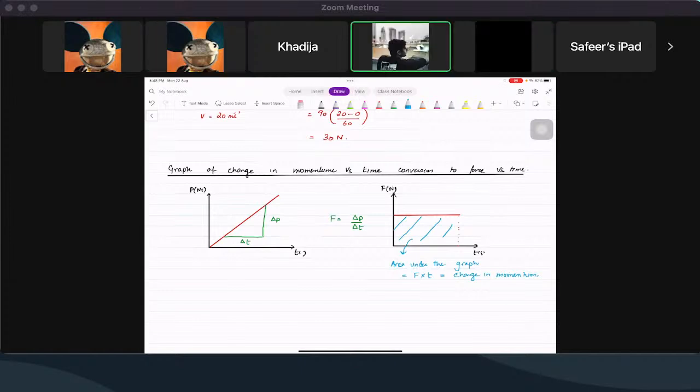So this red line is just the gradient we got for the first graph? Yes. And for the force versus time graph, the area under the graph will always give you the change in momentum. All right, any questions? No. All right then. So I believe that's it then.